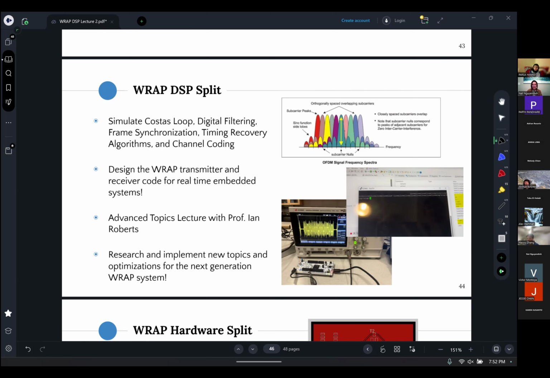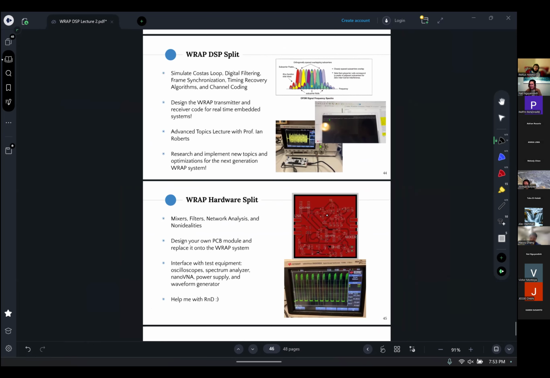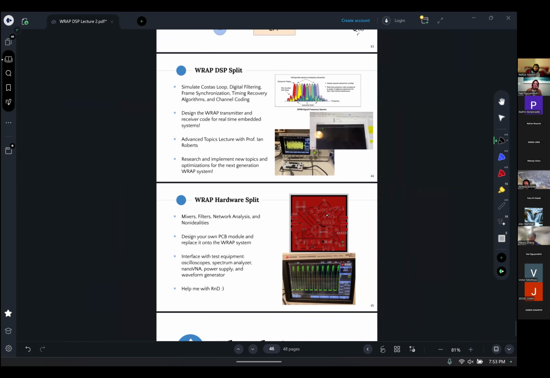So I'll create a list of R&D topics. Some of them could be expanding it to use QPSK instead, or OFDM, or to handle different noise algorithms or channel modeling. There's a lot of different things we can do, but essentially it's an all hands on deck effort to create the next generation RAP system. But yeah, that is what you can expect for the rest of the year.